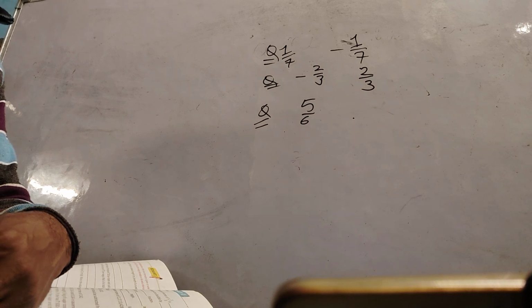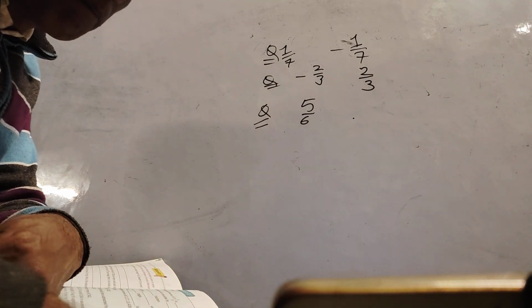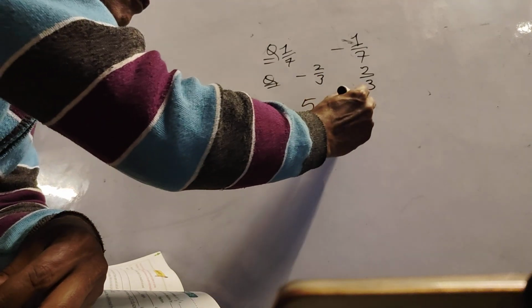Wait, additive still, right? Yeah, additive. Okay, then negative 5 over 6, correct.